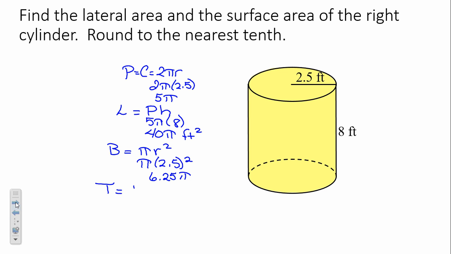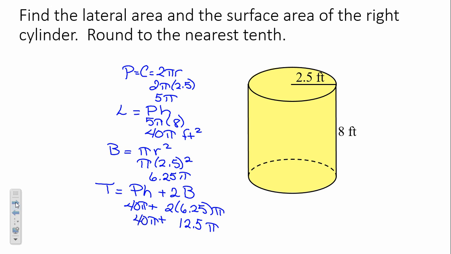Total surface area is our PH plus 2 B's. So we're taking 2 times the 6.25, or 12.5. And our PH was 40 pi. So if I add 40 pi to 12.5 pi, we get 52.5 pi.